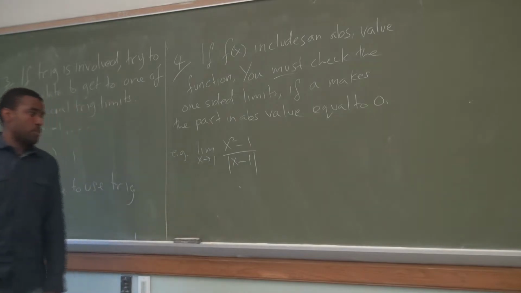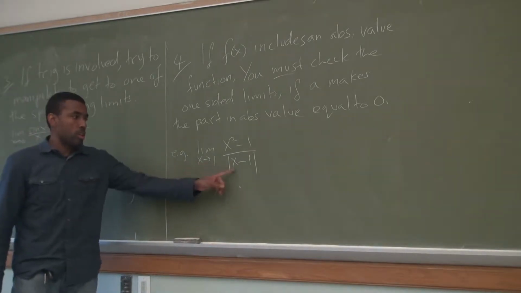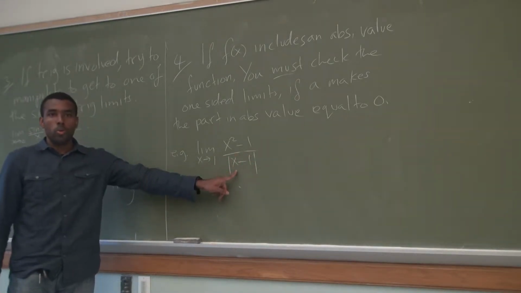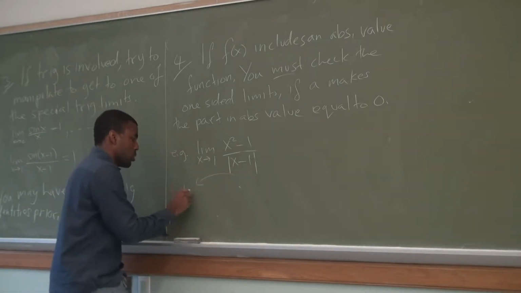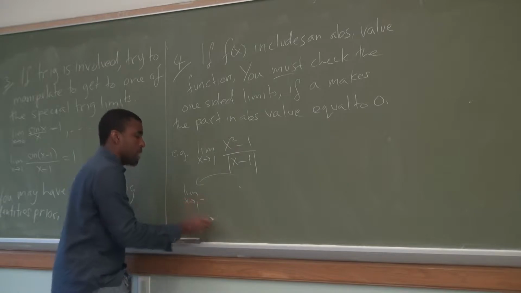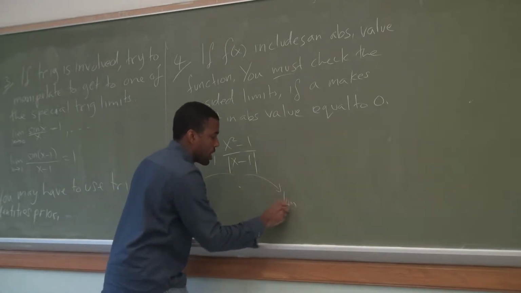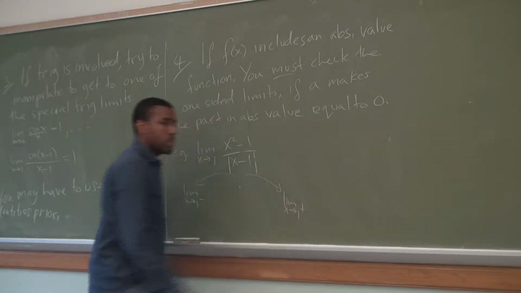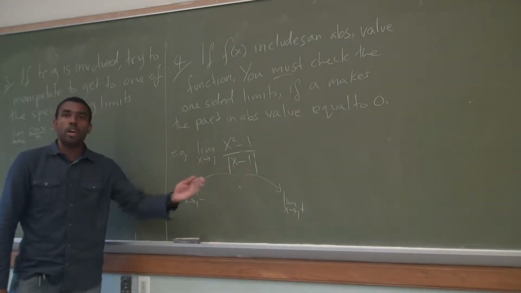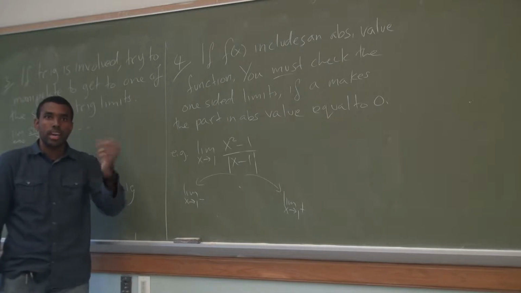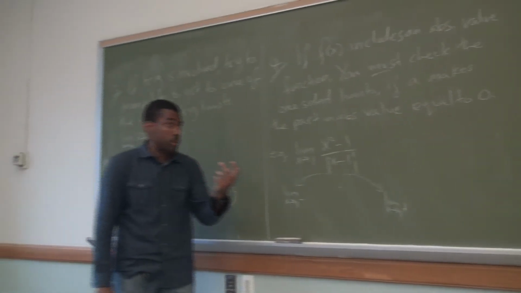Here's a part in absolute value. What happens when x approaches 1? The inside of this goes to 0. Once that happens, you have to actually split it in 2. You have to think about what happens if x goes to 1 from the left, and what if x goes to 1 from the right? Once the thing inside your absolute value is going to 0 as you're taking the limit, you have to consider both sides, because the sign will actually change, and that might affect the answer.